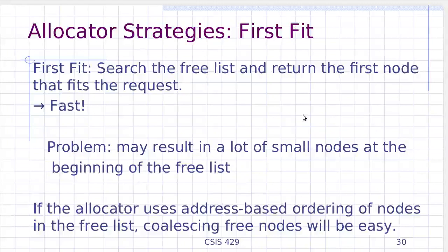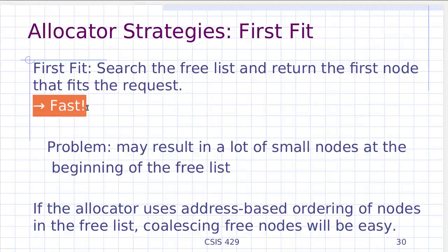The idea is really simple: you write a loop to scan that linked list, and as you search in that list, you're going to return the first node that will fit the request. Doesn't matter how big it is. If it fits, return it. The nice thing about a strategy like this is it's fast, because you may not have to search the entire list. The very first node in your linked list might be big enough.